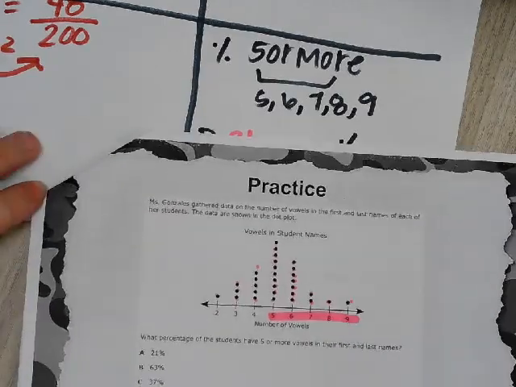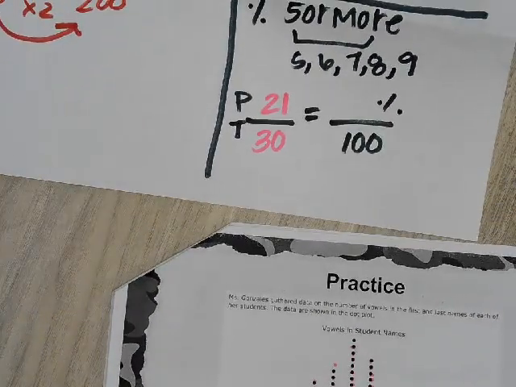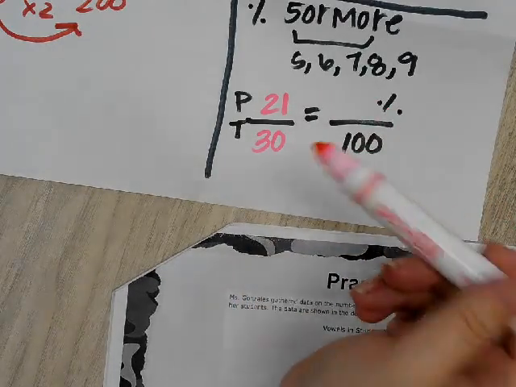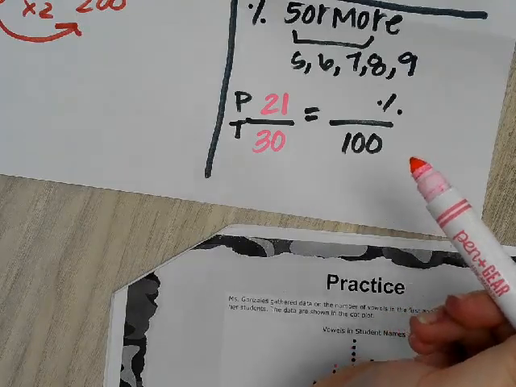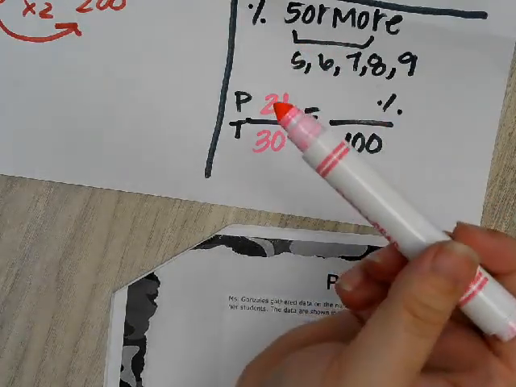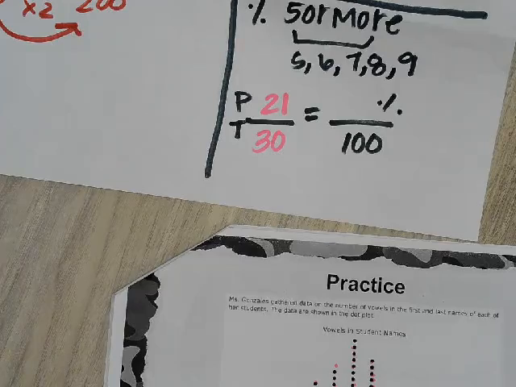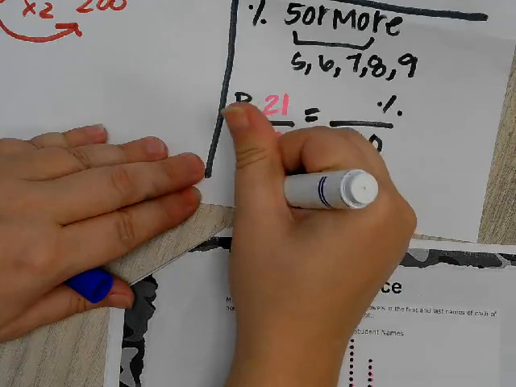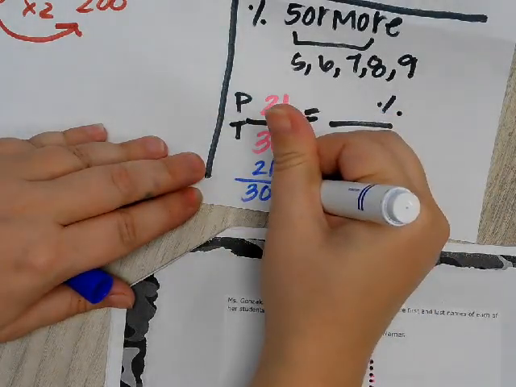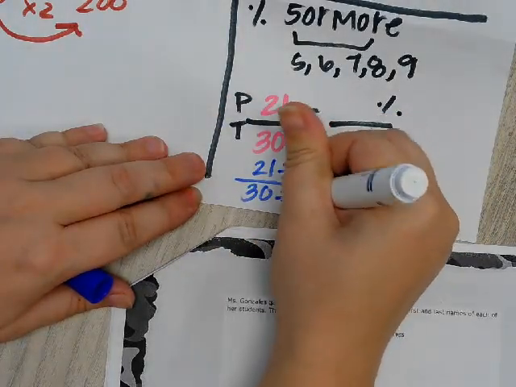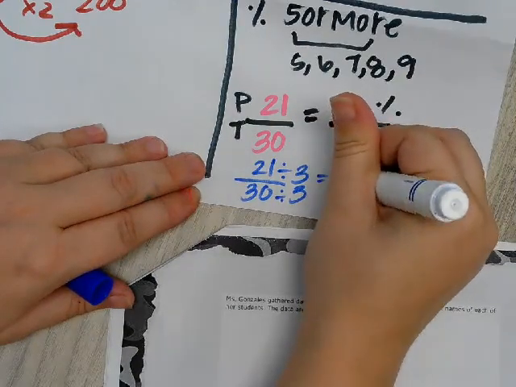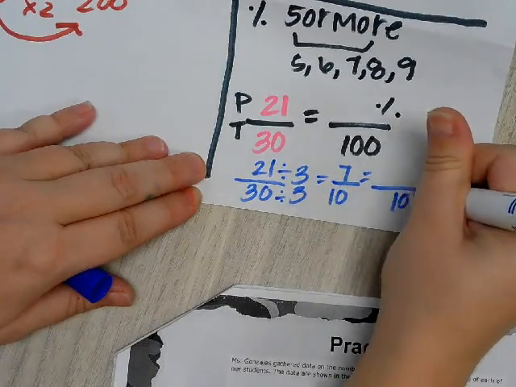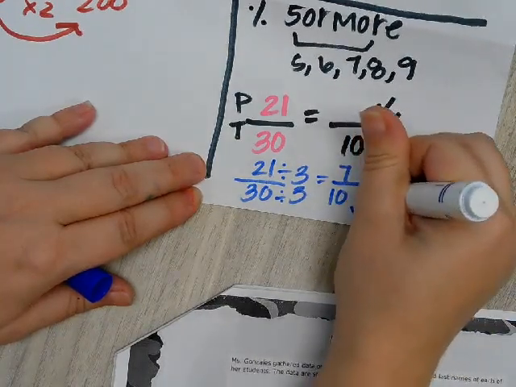Okay, so now I'm going to solve. I do not have a pattern from 21 to 100. I cannot get from 21 to 30. I cannot get from 30 to 100. I am going to simplify. What can I simplify with 21 and 30? I can simplify it by 3. So that gives me 7 out of 10. Can I get from 10 to 100? Yes, I can multiply it by 10 to get 70%.